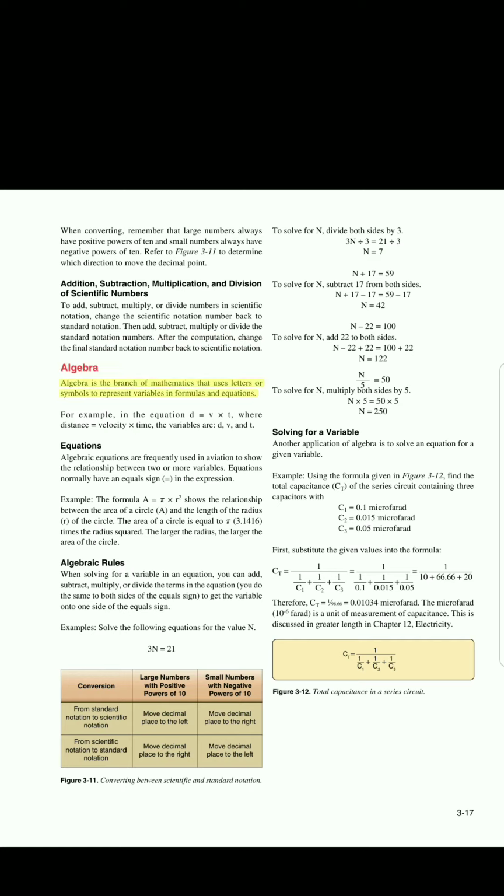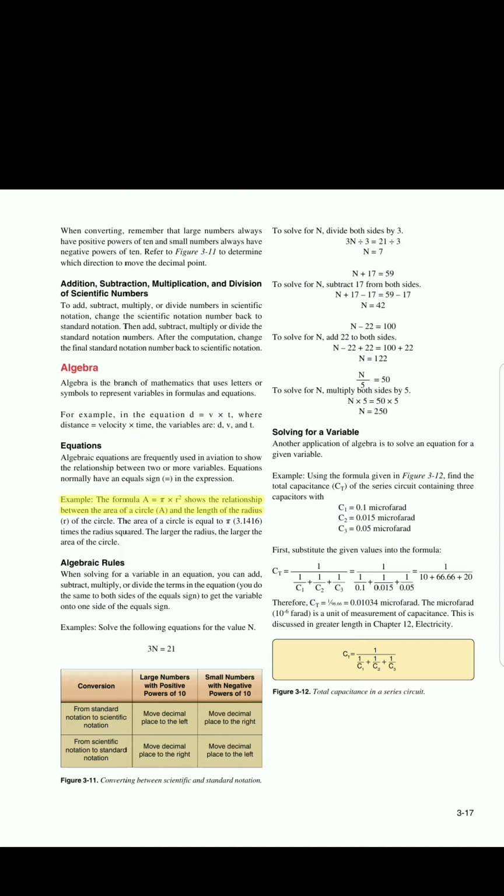Algebra. Algebra is the branch of mathematics that uses letters or symbols to represent variables in formulas and equations. For example, in the equation d equals v times t, where distance equals velocity times time, the variables are d, v, and t. Equations. Algebraic equations are frequently used in aviation to show the relationship between two or more variables. Equations normally have an equals sign in the expression.